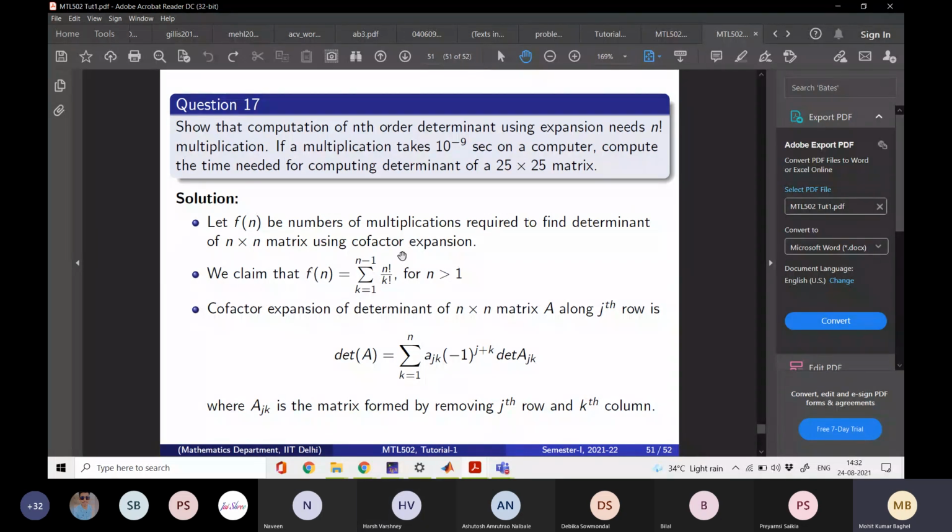If you are having a problem with this function f(n), here f(n) is the number of multiplications required. That is basically the claim: the number of multiplications we require to find the determinant using the cofactor expansion. If you are aware of this cofactor expansion, then you will be able to follow. For the time being, you can skip this if you are not aware of the cofactor expansion, or you can search it on Google if you want to learn. You will then be able to follow why I am using f(n) equal to n factorial by k factorial.